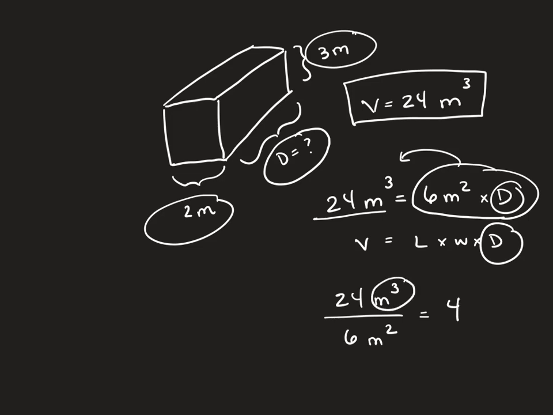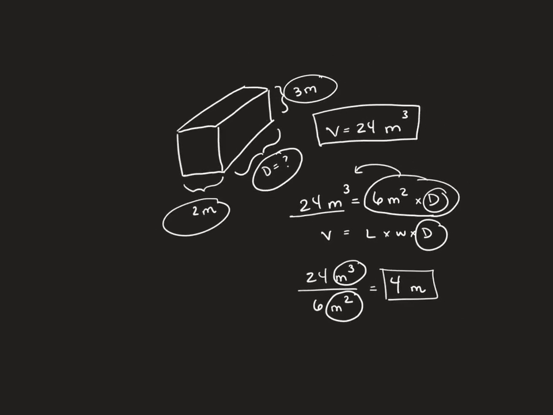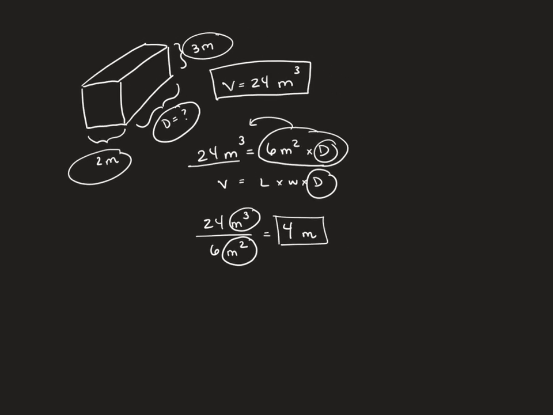And cubic meters divided by, but let me finish. Cubic meters divided by square meters equals meters. Meters to the first power or just meters? So if you guys got 4 meters, good job, you did it. You got it right. Ryan, how did you do it? I'm curious.